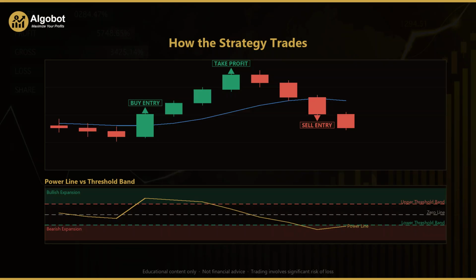Now the character of the market changes. On the 7th and 8th candles, price stalls and rolls over, and the power line rotates back down towards zero and then turns negative. The upside thrust has clearly stalled.